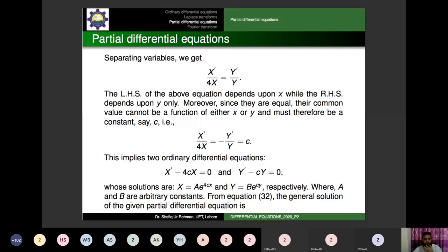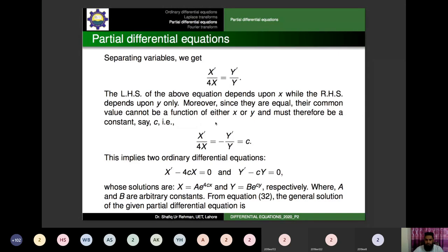Since the left-hand side is purely a function of the variable x and the right-hand side is purely a function of the variable y, their common value cannot be a function of either x or y, and must therefore be a constant value. So what we assume, say it is going to be C. So they are equal to each other and the common value is going to be C.